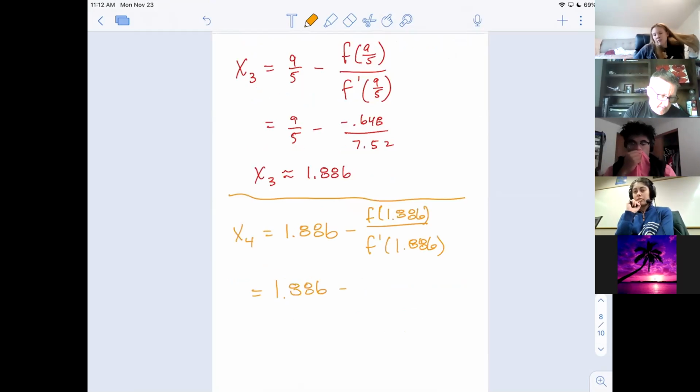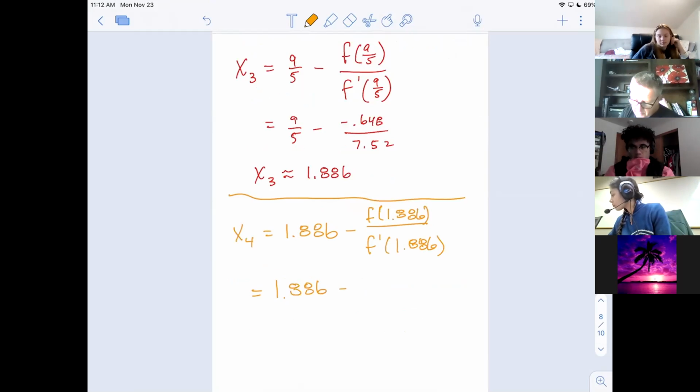What is the function evaluated at 1.886? It's 0.0245. Do you see how you can already tell you're getting there? Because see what the function is evaluated at? When you stick in 1.886, you almost get 0, you get 0.02.